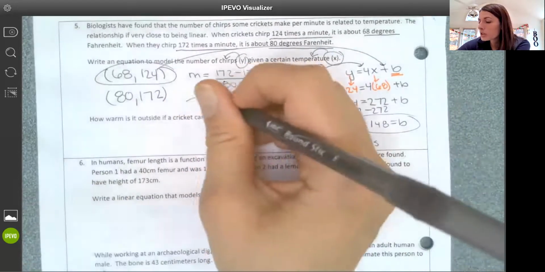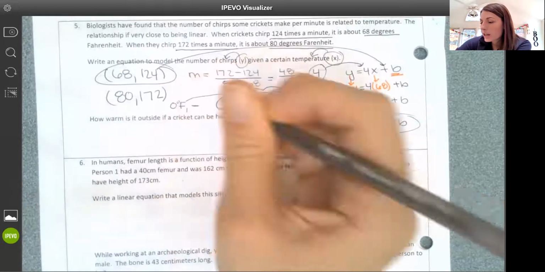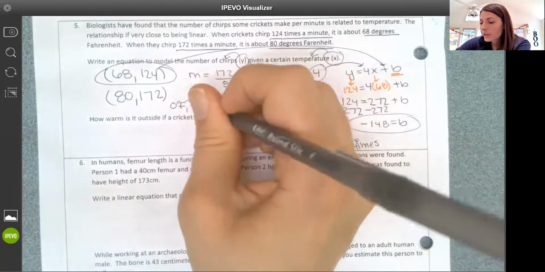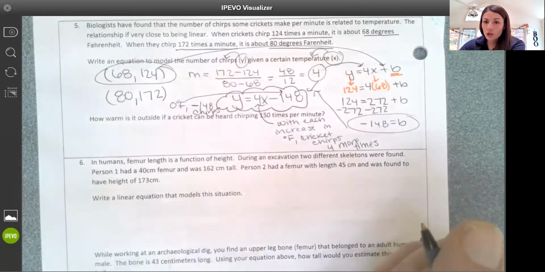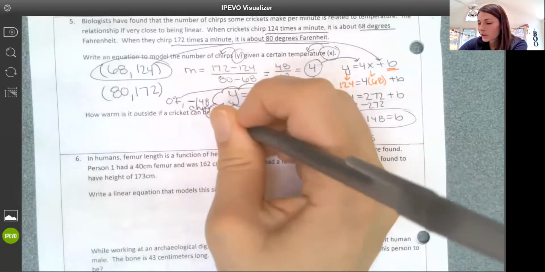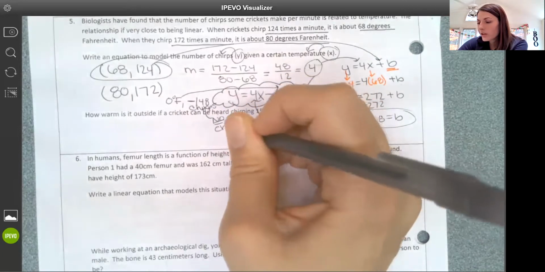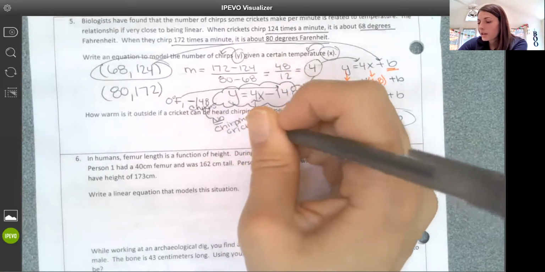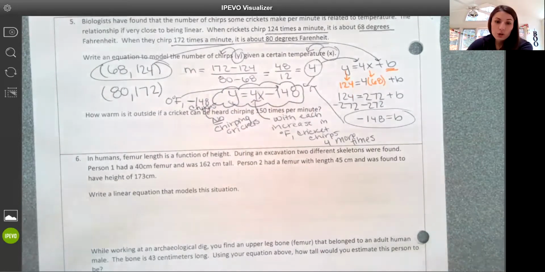Now my y-intercept would mean when it's 0 degrees Fahrenheit, I have negative 148 chirps, or in other words, there's no chirps. If it's 0 degrees Fahrenheit, there's no chirping crickets. And in fact, there would be a value that I would get to 0 chirps. And that would be when our crickets go and hide somewhere and we don't hear them chirping outdoors anymore.